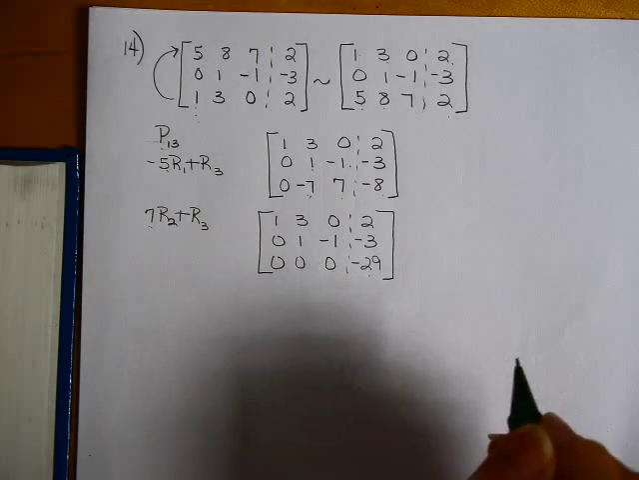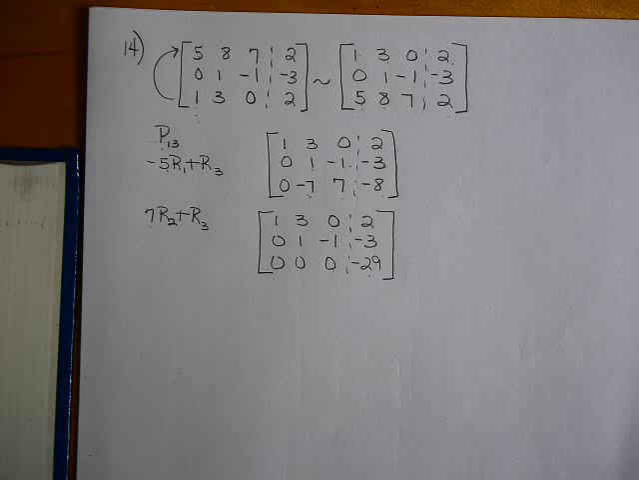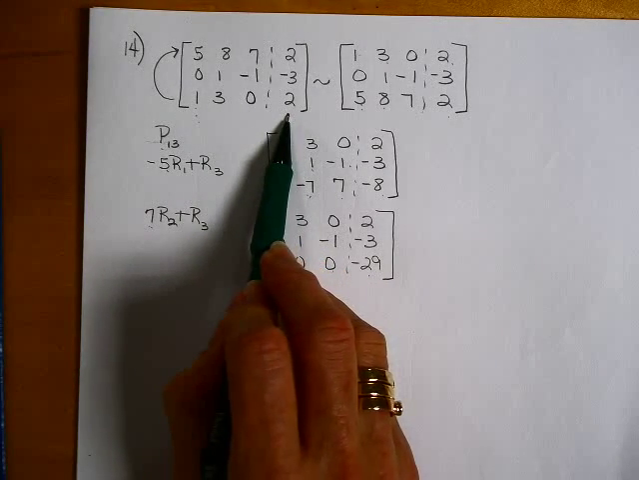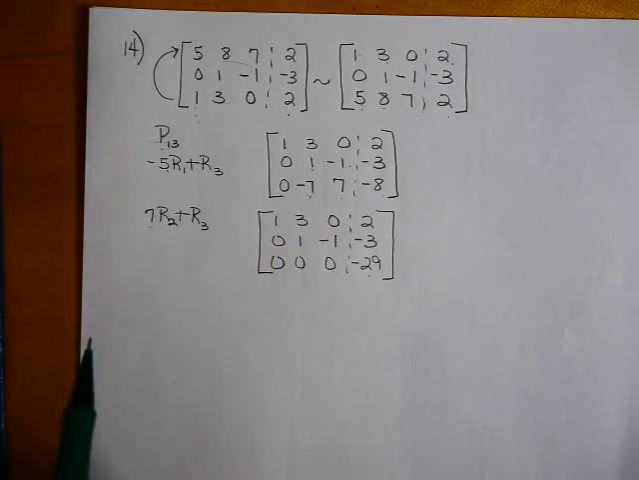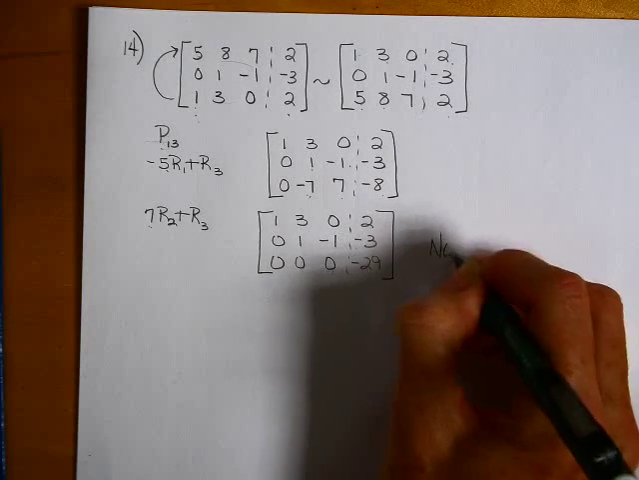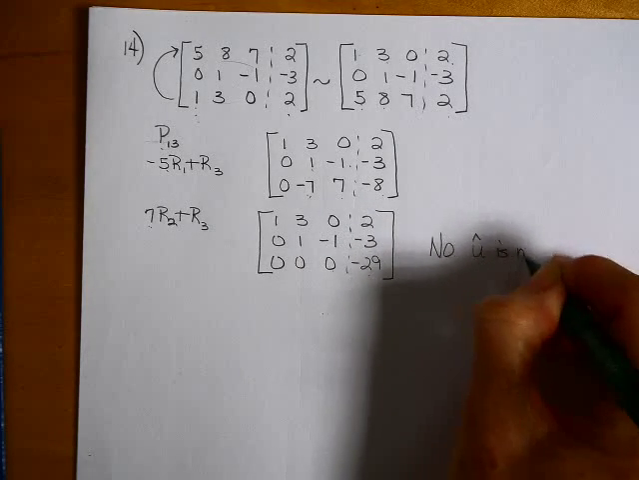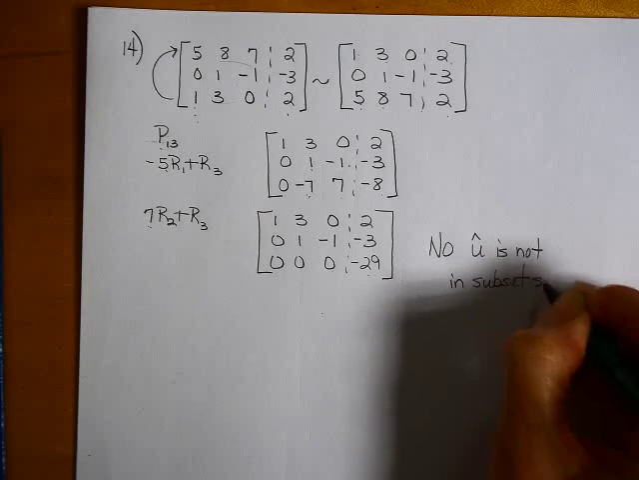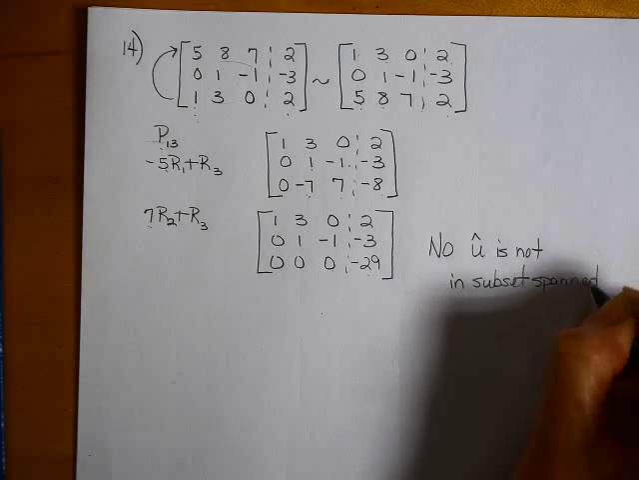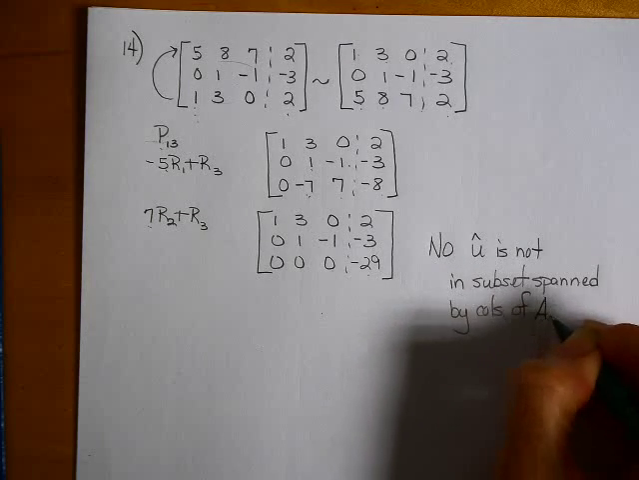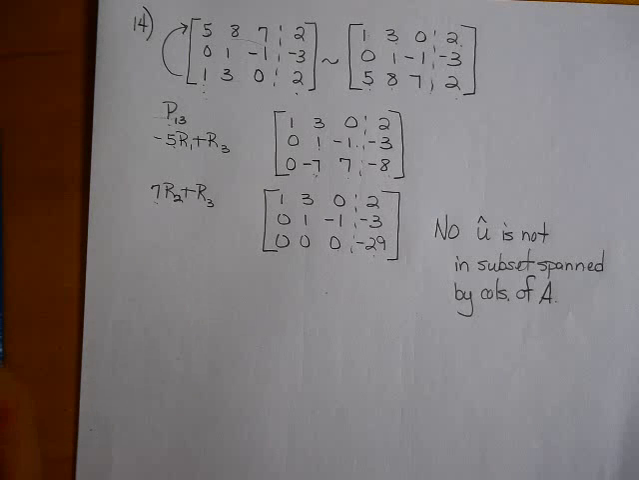So how does this help us answer the question? Once you get to this point, if you don't answer the question, you've done nothing. The question is: is U, this vector right here, in the subset that is spanned by these 3 vectors? No, because there is no solution. No. U is not in that subset. All right, so you have to go through the process and then answer the question.